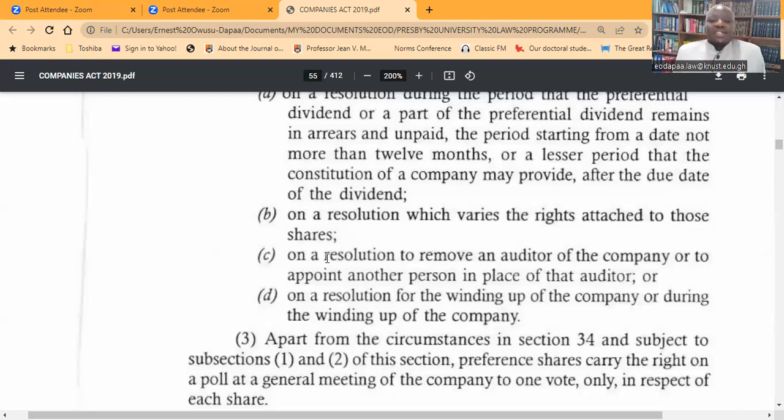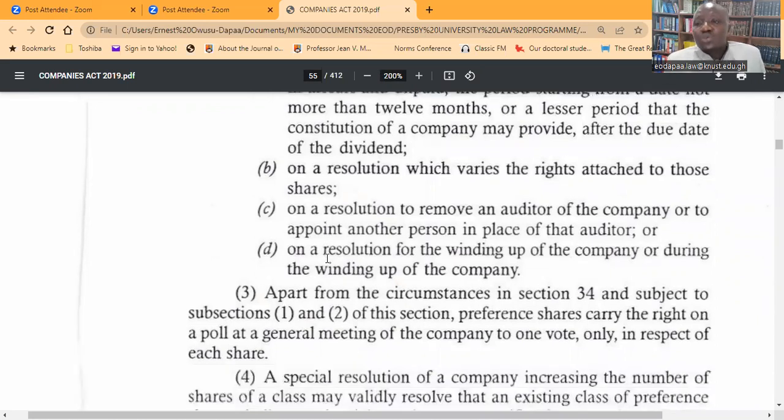And the fourth scenario, that is on a resolution for the winding up or during the winding up of the company. So if the company is deciding to fold up, what do you call the members' voluntary resolution and so on, the preference shareholder automatically can attend, despite any negative provision in the constitution of the company. So these are the limited instances in which the rights of the preference shareholder to attend and vote on the resolution at the meeting can never be suspended.